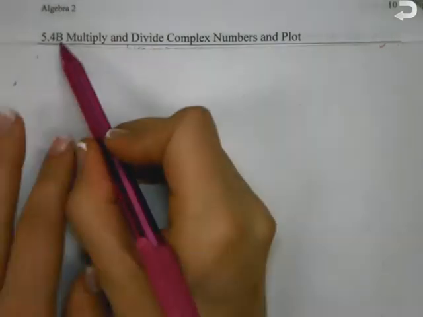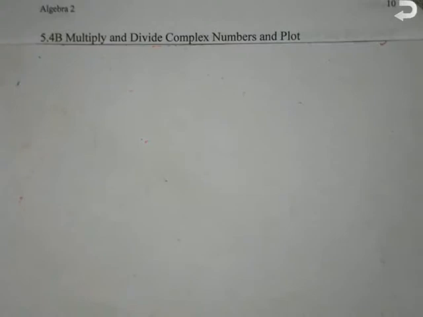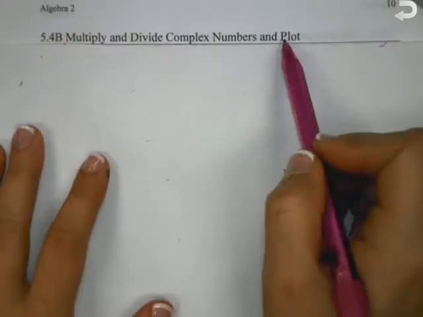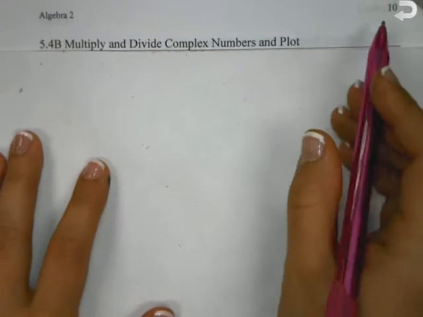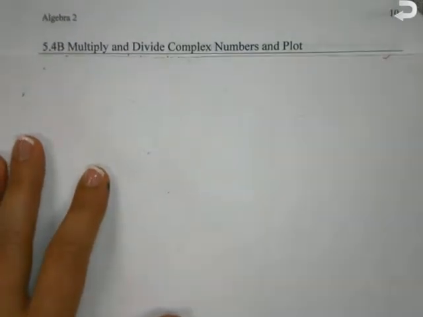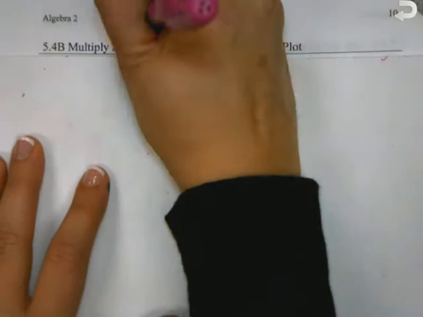Okay, so we are backtracking just a little bit. We have 5.4b. Remember, we split 5.4 into two. Adding and subtracting was part A, and now part B is multiplying and dividing, and we're also going to be plotting.